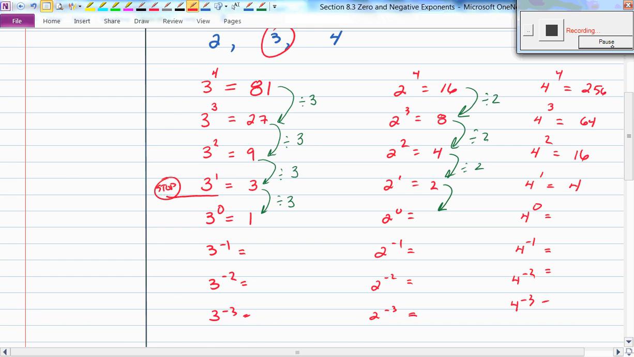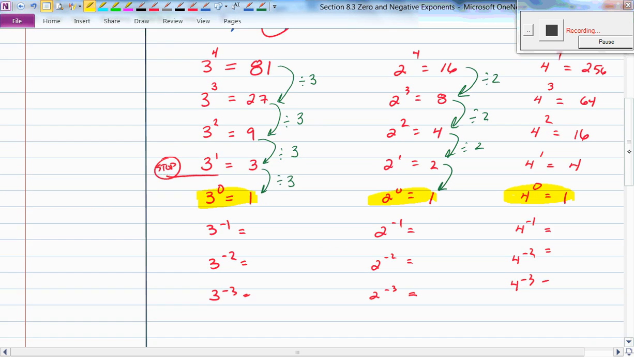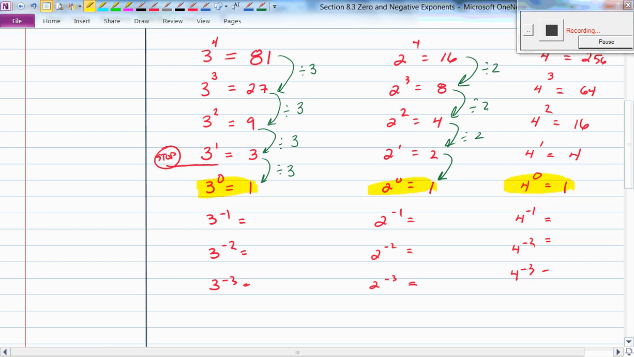All right, everybody. What'd you get for 2 to the 0? Yeah, we got 1, right? Good. And what'd you get for 4 to the 0? 1. Okay. What do you guys notice about all these that I've highlighted? They're all the same. So anything to the 0 power is what? Looks like it's going to be 1, huh? If that pattern keeps going.